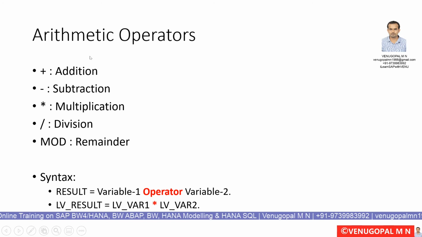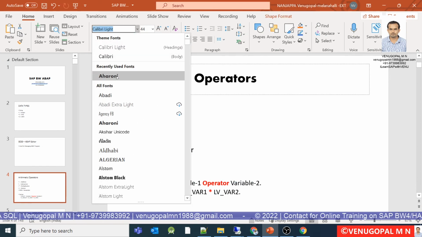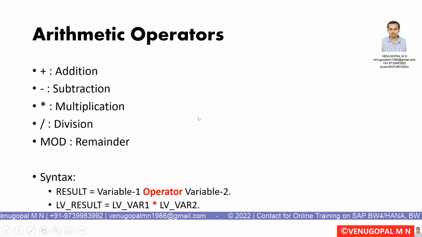Good question. You can ask me any doubt, not an issue. Coming to arithmetic operators, like in any programming language, there will be different operators to perform different operations, correct? That's the reason we call it an operator. There is something called an arithmetic operator which we will be using to perform arithmetic operations, right? Such as addition, subtraction, multiplication, division.